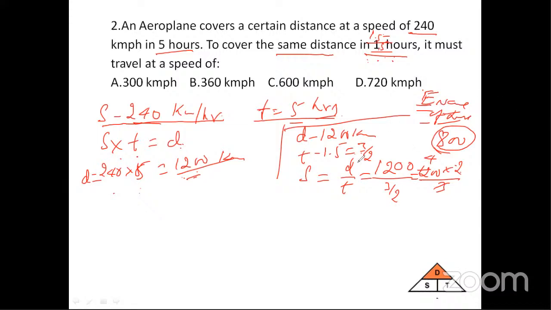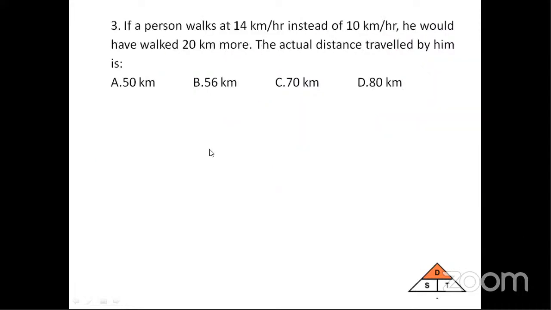I hope this is clear. Okay, yes. If we take 2 hours time, we get 600. You're right. If we take 2, then it will be 1200 by 2, we get 600. When we take 3 by 2, that is 1.5 hours, we get 800. Okay, great. So let's move to the next one. Okay, now observe carefully.